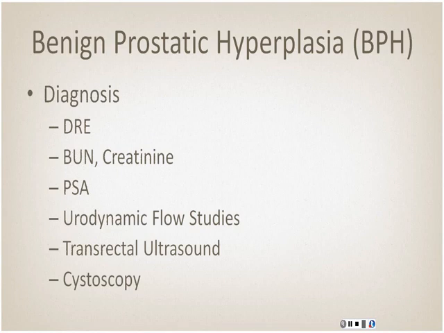The diagnosis of BPH is generally done through digital rectal exam. There are other types of tests that can be done to check kidney function, like BUN and creatinine. There's also a blood draw that can be done for prostatic specific antigen, or PSA. Urodynamic flow studies can show the decrease in urine flow rate. They can also do some types of radiological diagnostics, like a transrectal ultrasound or cystoscopy. Sorry, I can't say that very well. And these may reveal structural abnormalities that may be causing the problem.